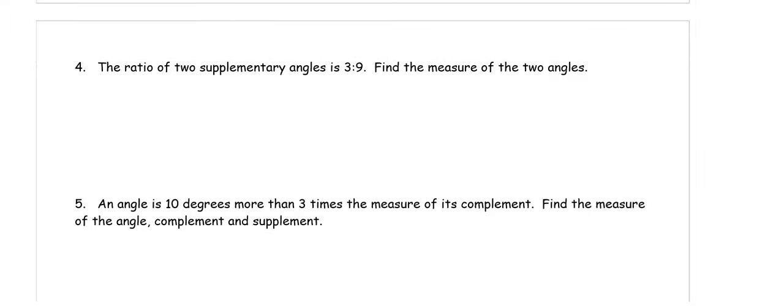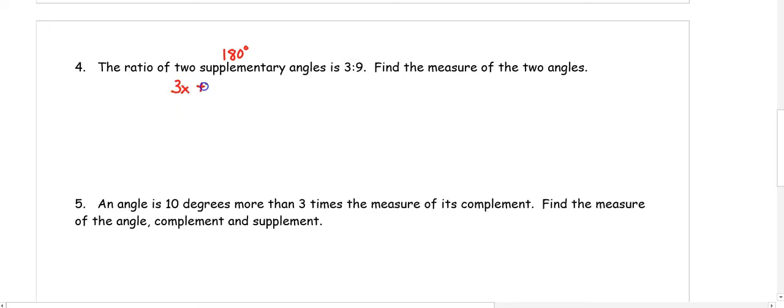Number 4, the ratio of two supplementary angles, and remember, supplementary is 180 degrees, is 3 to 9. Find the measure of the two angles. So remember, with ratios, the angles are not 3 and 9. They were reduced by a common factor. So I'm going to add an x to each of my ratios.